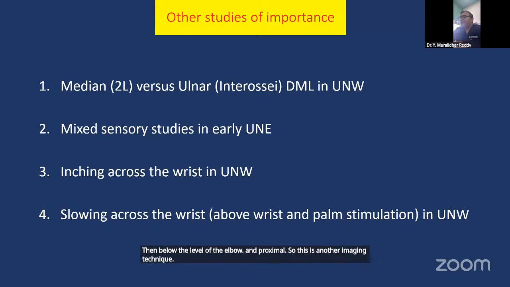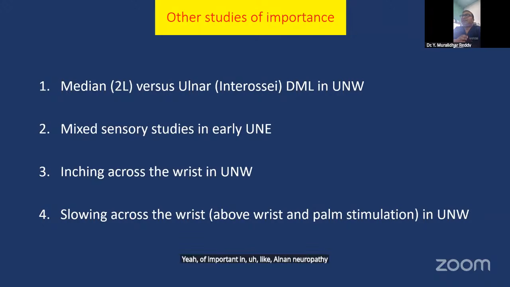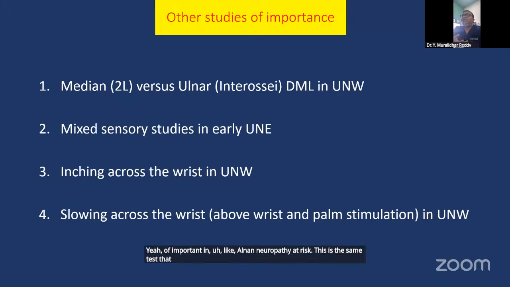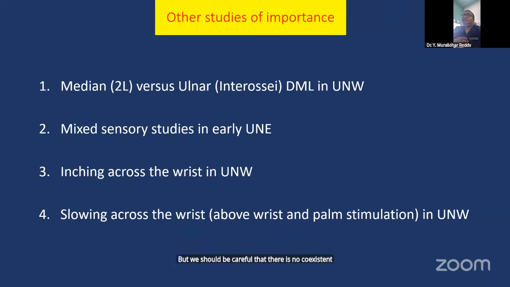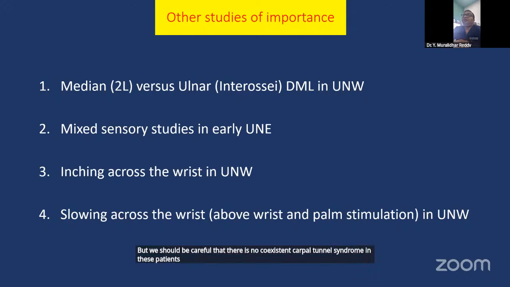The other studies which are of importance, which I'm not showing for want of time, are the second lumbrical and at the same time ulnar interosseous distal motor latency. This is important in ulnar neuropathy at wrist. This is the same test that we do in patients with CTS, comparing the latency between the median and ulnar. But we should be careful that there is no coexistent carpal tunnel syndrome in these patients. If there is a coexistent carpal tunnel syndrome, this test can definitely be fallacious.